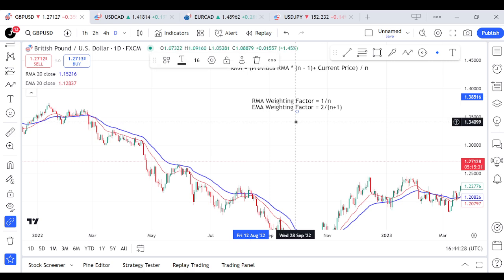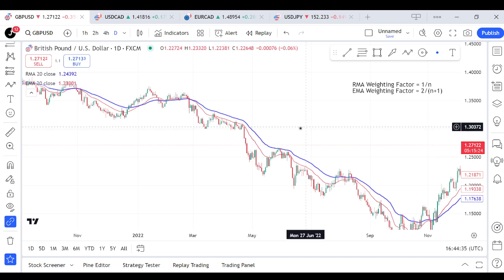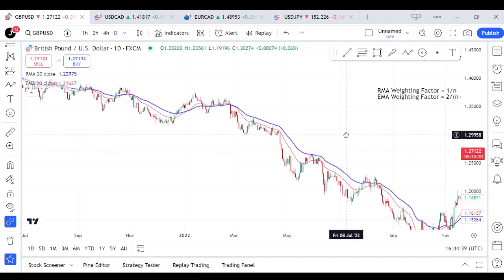Now this is the weighting factor, and you can notice how the RMA, which is the blue line, and the EMA, which is the red line, track closely but with subtle differences, as you can see. So these nuances can be crucial when fine-tuning your trading strategy.